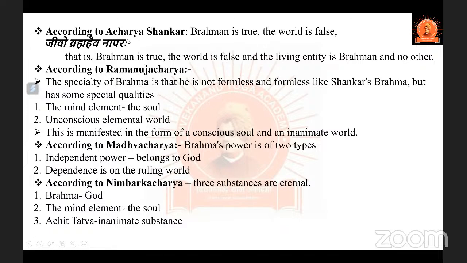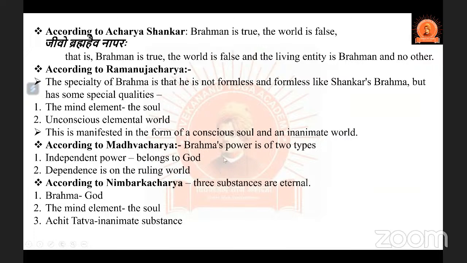But according to Ramanujacharya, Brahma is not formless as Shankaracharya says, but has some qualities: the conscious element is the soul, and the unconscious element is the world. So this is manifested in the form of the conscious soul and the inanimate world. Ramanujacharya accepts Atma and this world also. He is not saying that Brahma is formless. These are the specific qualities present with Brahma according to Ramanujacharya.